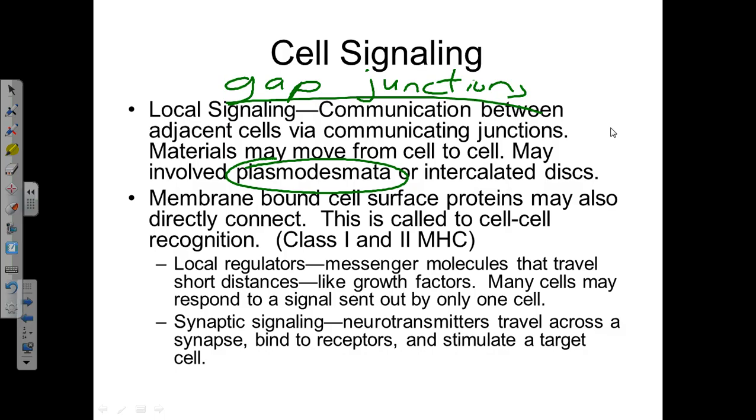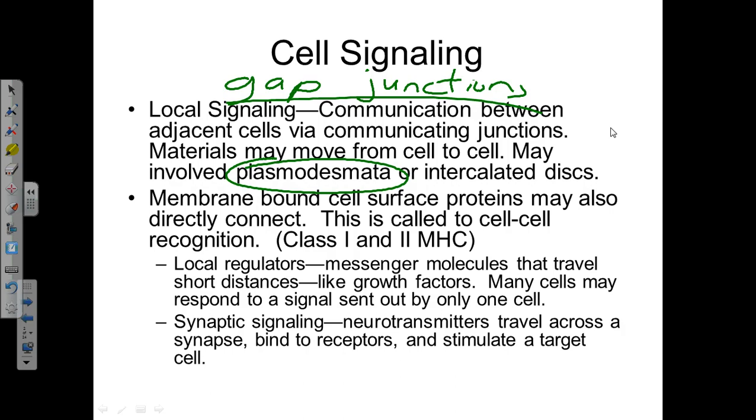And what was a good example of some cells that was really important in animal cells? Your heart cells, right? Because what do the heart cells have to do? Yeah, they have to coordinate their beating, right? They have to all beat at the same time. Otherwise, you've got some serious issues.